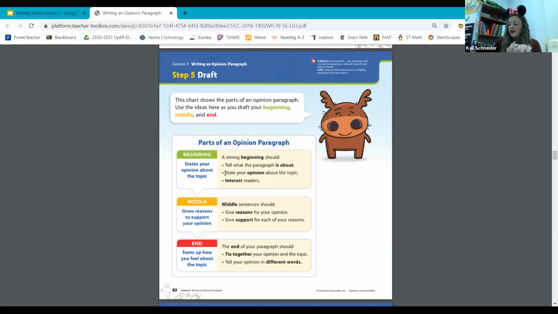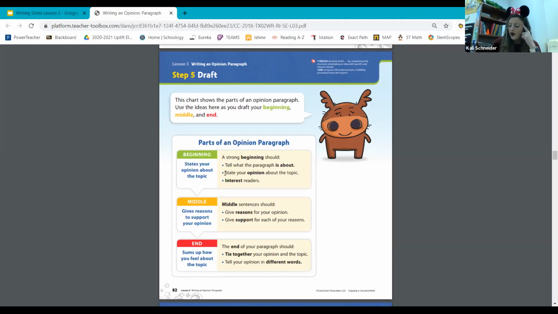So how is the beginning of an opinion paragraph like the beginnings you have written? I want you to think about that for 1 second. Right, they all state the topic and try to interest readers. So that should be very similar to what we've already done.